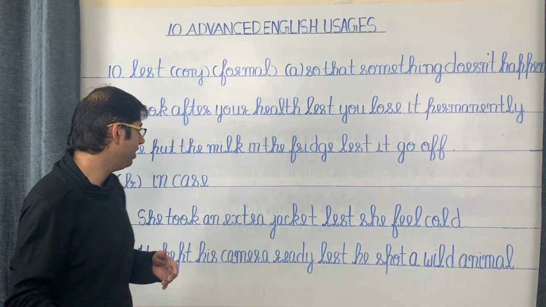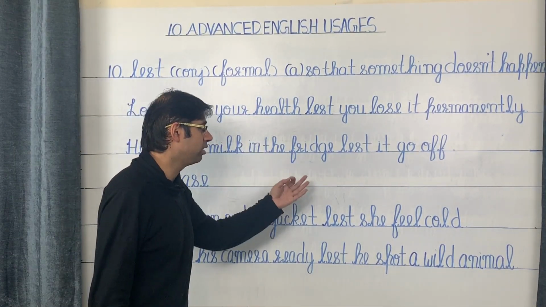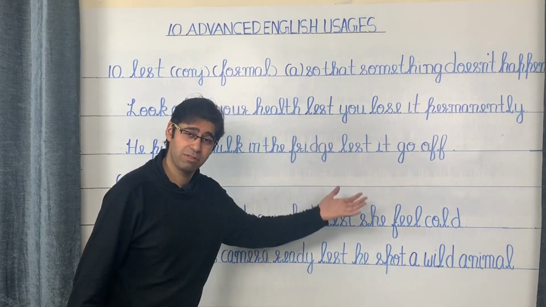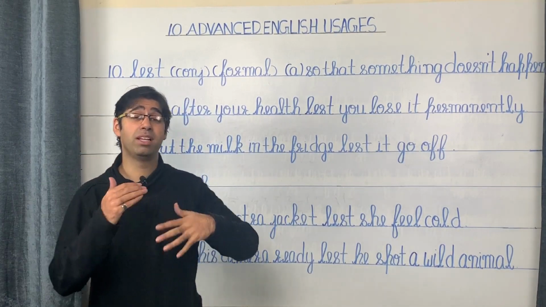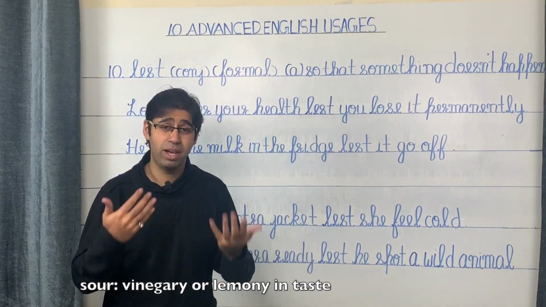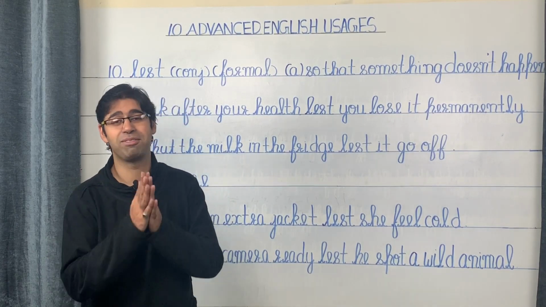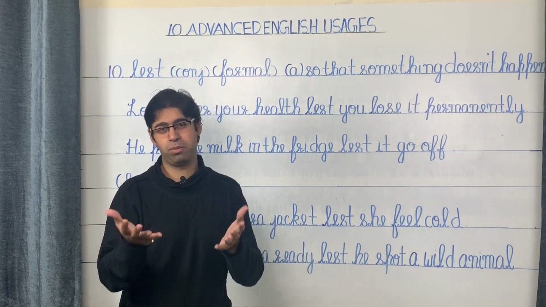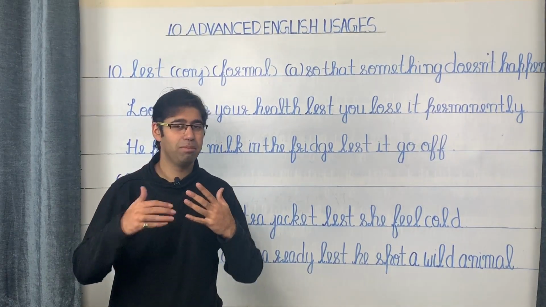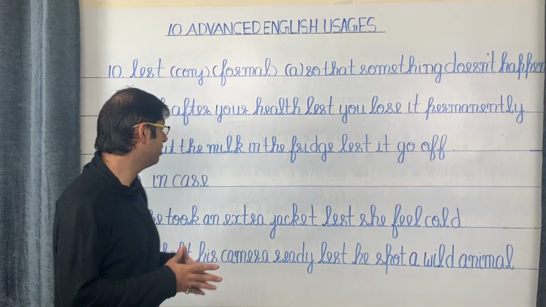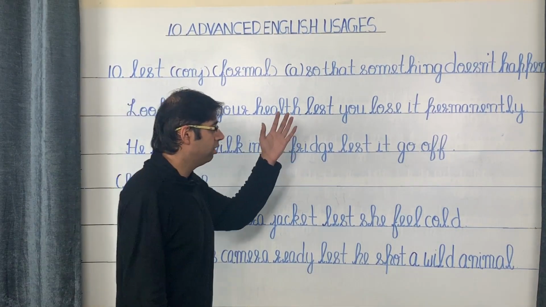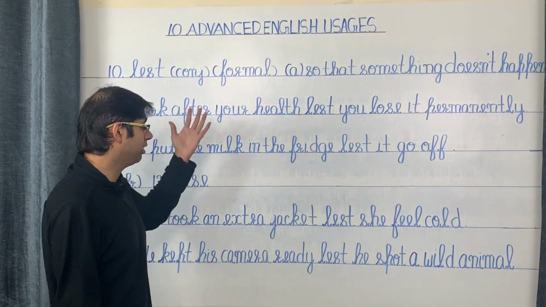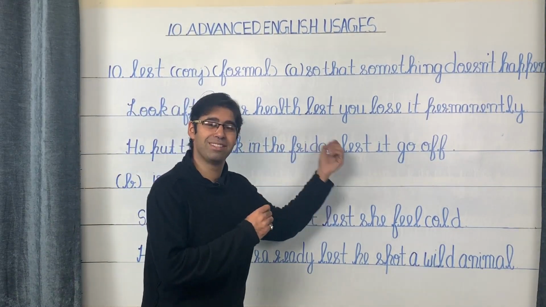The next example is, he put the milk in the fridge lest it go off. Once again, go off is a phrasal verb over here that expresses milk going sour. So if milk goes bad or goes sour in British English, you have the phrasal verb, the milk goes off. The popular American usage, on the other hand, is to go bad, milk goes bad. So once again, that sentence, he put the milk in the fridge lest it go off, is the exact same as saying, he put the milk in the fridge so that it doesn't go off.